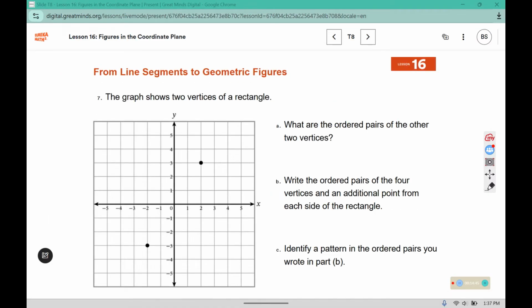The graph shows 2 vertices of a rectangle. What are the ordered pairs of the other 2 vertices? So we can't just connect these two, because then that would make a triangle. We would need to extend this going towards the other point, and this one going towards the other point, and then this one going towards it, and this one going towards it. So you can see that it's going to create a rectangle.